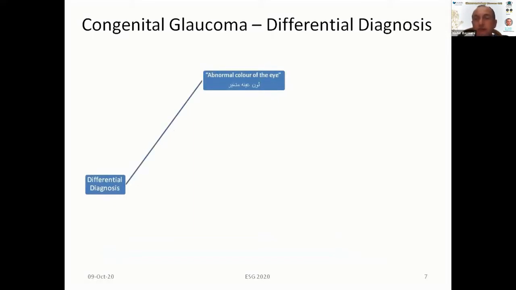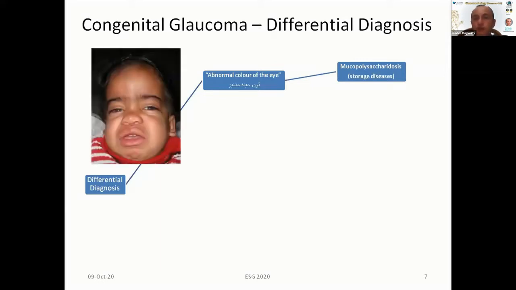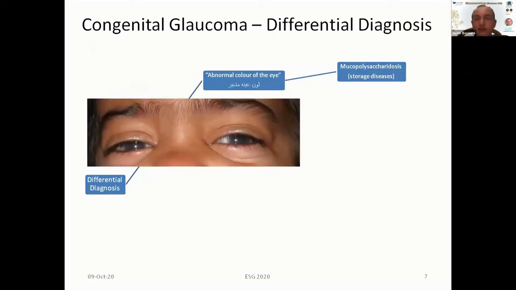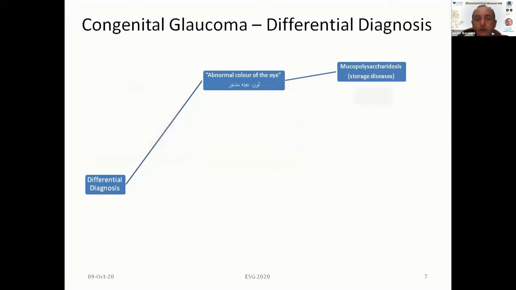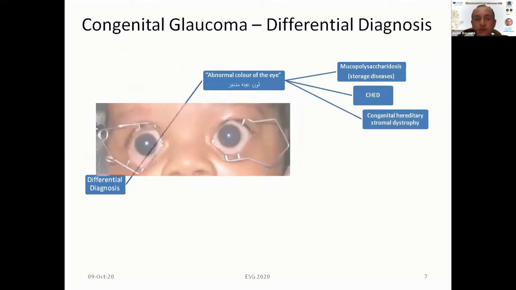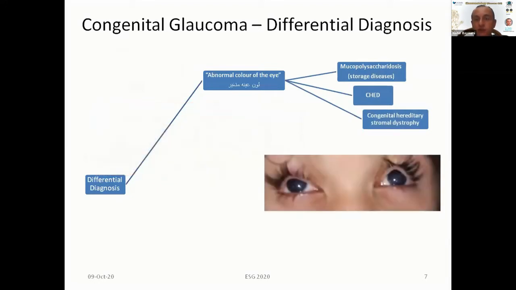That is, in scientific terms, the differential diagnosis. So the child may present with, let's use the lay term of the parents, an abnormal color of the eye. This may not necessarily be corneal edema resulting from elevated intraocular pressure. It may simply be a case of mucopolysaccharidosis, a storage disease, very characteristic with their characteristic faces, with cloudy corneas but normal intraocular pressures and normal optic nerves. Congenital hereditary endothelial and stromal dystrophies, as we can see in this child as an example, and in this other child, show cloudy corneas in which the condition is stationary, not progressive; everything otherwise is normal except for a cloudy cornea.